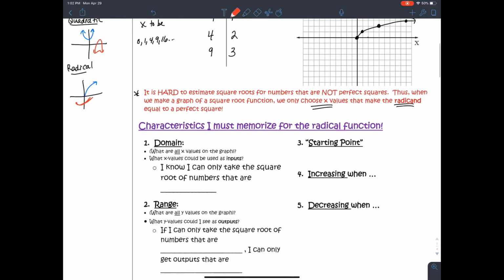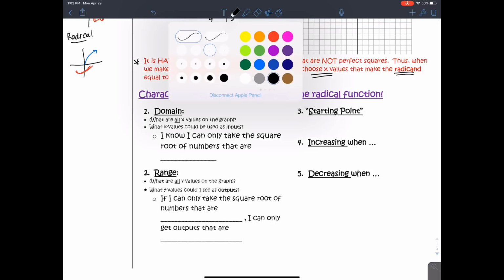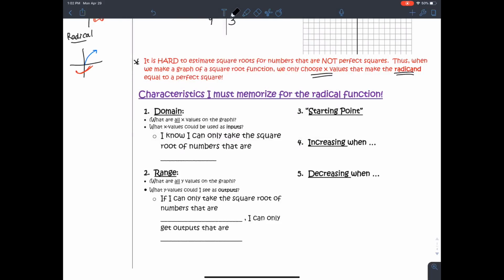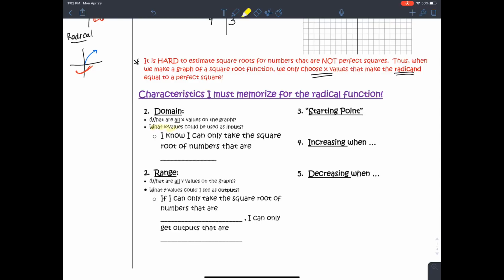So that's one thing we want to see from this graph. Just like we did with the quadratic parent function, we need to know a bunch of stuff about the parent function of the radical, so we can use that to study other equations that look similar, like their transformations, but are a little bit different. So the first thing we need to know is our domain. So the domain for this one, there's two ways we can think about it. What are all the x values on the graph? Or the second way we can think about it is what x values could be used as inputs. And I think that's the easiest one to help us with our domain right now.